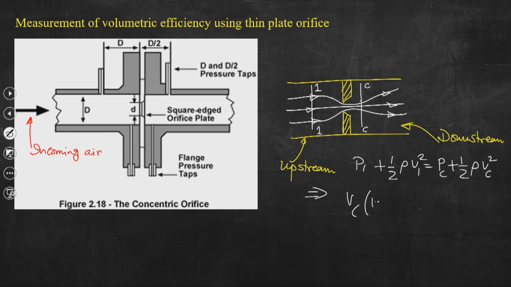Vc into 1 minus V1 square by Vc square equal to 2 into P1 minus P2 divided by rho. So, that is the very simple expression, and I will tell you how it is possible to measure the actual flow rate of air which will be drawn into the engine cylinder using this thin plate orifice. I am taking this from what you have learned already in your fluid mechanics course.